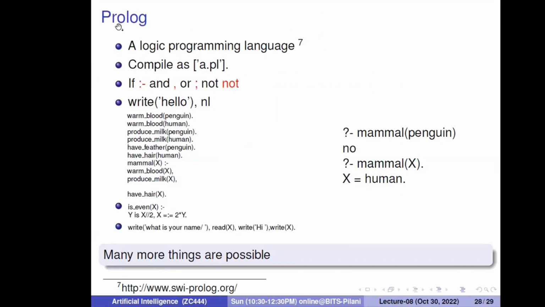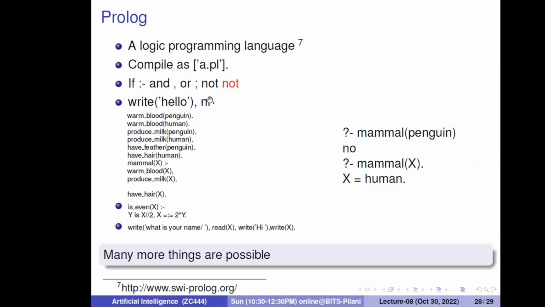Prolog is a logical programming language. You can go to the website swi-prolog.org. From there you can download the compiler and execute it. You can write a program in any file such as a.pl. These few are the operators: this operator is the if operator, the comma is the and operator, the not operator is not, and this is our or operator.